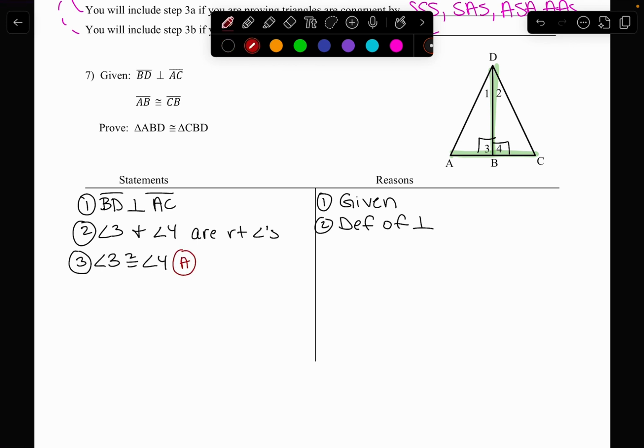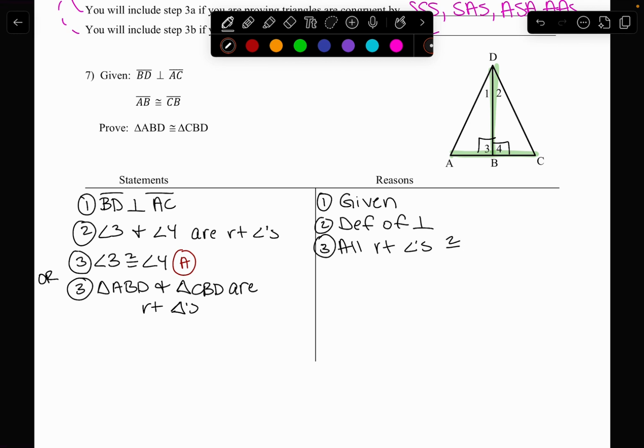So that's an angle. But because I don't know how I'm ultimately going to prove that these triangles are congruent, whether it's hypotenuse leg or any of the other ones, I have to write down number 3 again. And I'm going to put a little "or" next to this. So either I'm going to need angle 3 is congruent to angle 4, or I'm going to need to mention that triangle ABD and triangle CBD are right triangles. So this first number 3 is going to be all right angles are congruent, and then my second number 3 is definition of right triangle. Okay, now that takes care of that given.